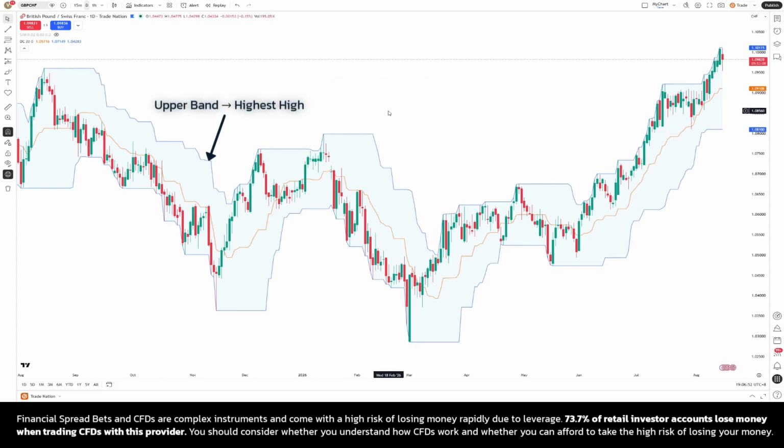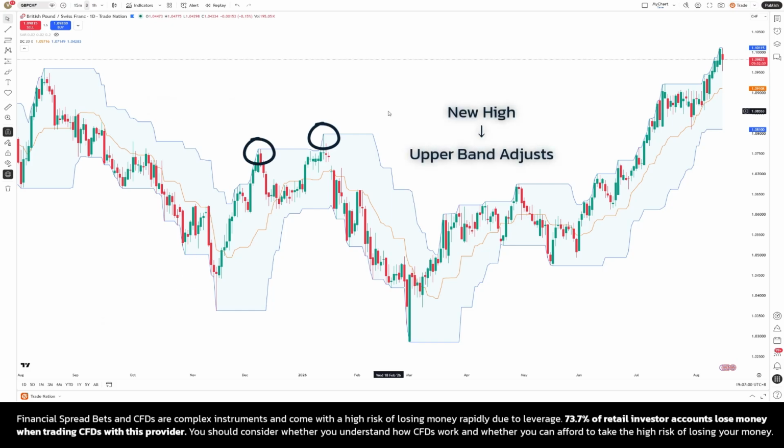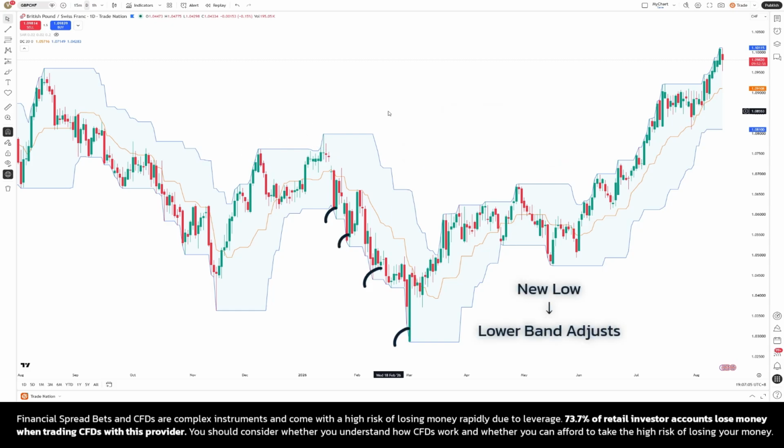The upper band marks the highest high over the selected lookback period, and the lower band marks the lowest low. When price reaches a new high beyond the previous upper boundary, the upper band adjusts to that new level. When price reaches a new low beyond the previous lower boundary, the lower band adjusts to that new level. This makes Donchian channels useful for identifying potential breakout areas.